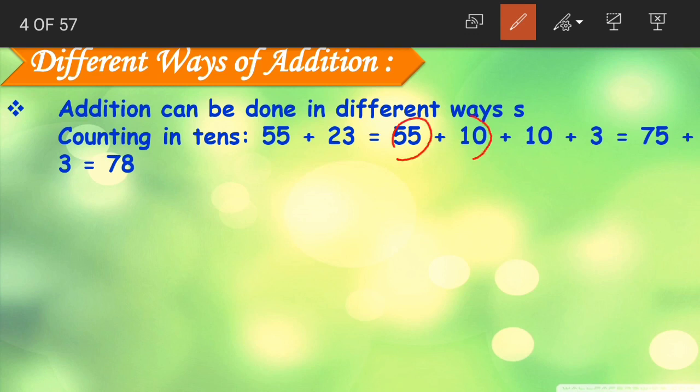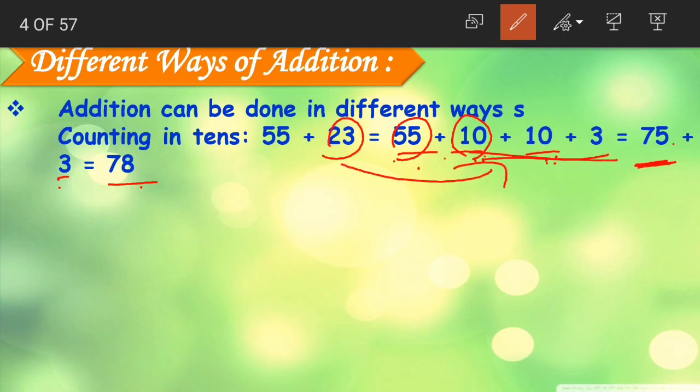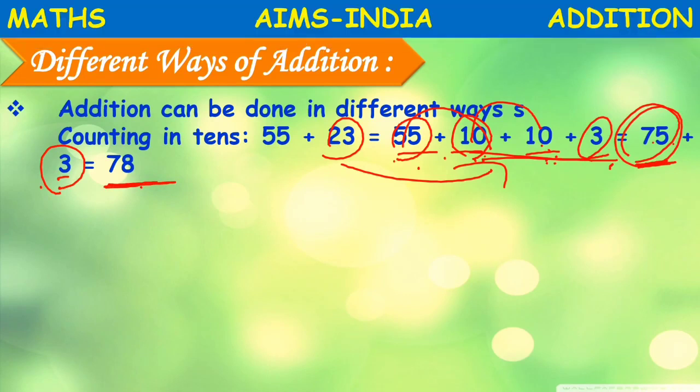When I say 55 plus 10, we know that 55 plus 10 becomes 65, and another 10 added to it becomes 75, right? So 55 plus 20 becomes 75. Then we have 3, which makes 78. 75 plus 3 is equal to 78. Understood children? We split up 23 into tens: 10 plus 10 plus 3. 55 plus 10 gives us 65. Again 65 plus 10 gives us 75. Then we have 3. 75 plus 3, we got 78.